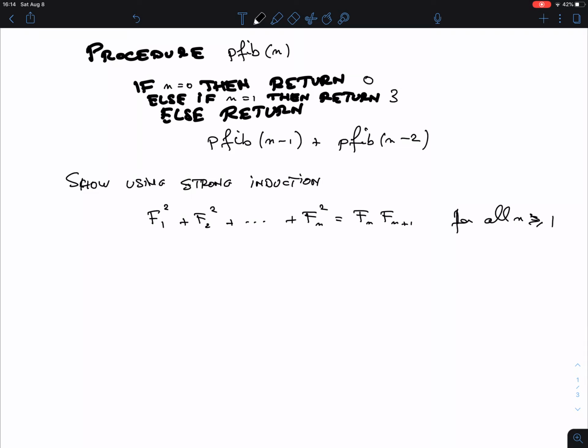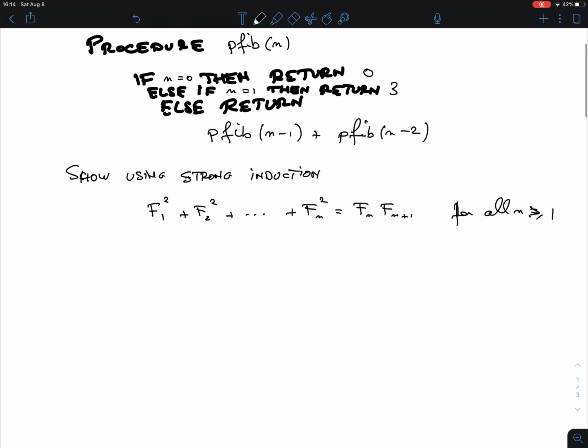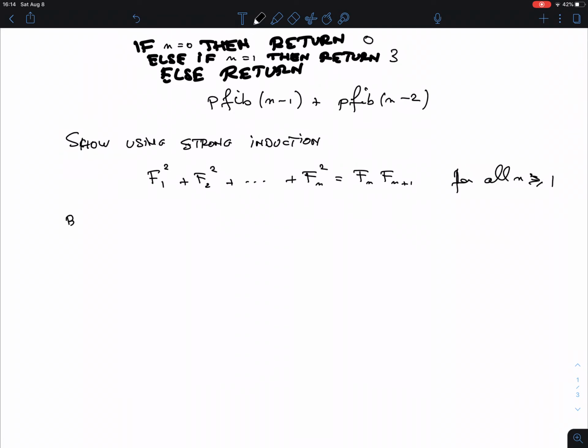So not for n equals 0. We could have added that, but we don't do that. Okay? So this is what you need to show. Show using strong induction that this is the case. Okay, it's a proof by induction. There's two steps. The basic step. So here's the proof, right?